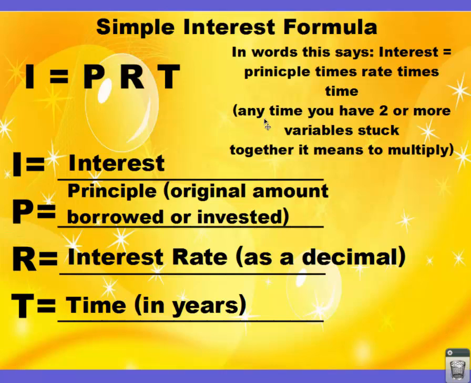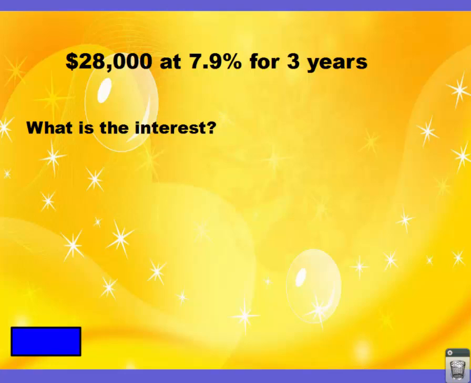And anytime you have more than 2 letters together, we're going to multiply them together. So let's see if we can actually do a math problem. This particular problem says that we have a loan of $28,000, that we're going to have an interest rate of 7.9%, and we're going to have 3 years to pay this back. So the question is, what is the interest?